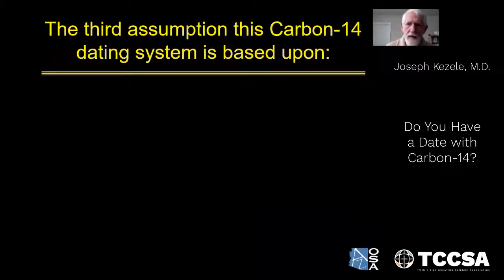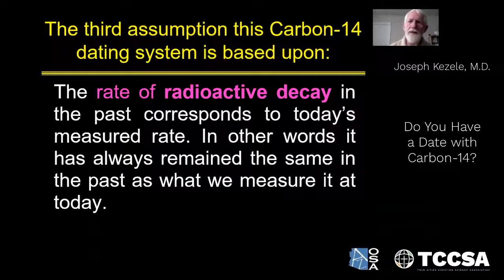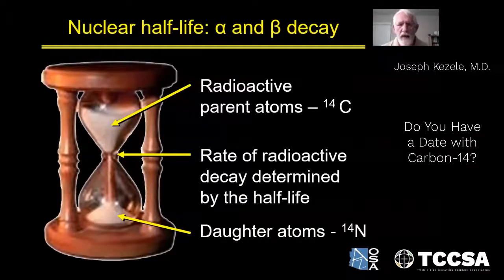The third assumption that this dating system is based upon, the rate of radioactive decay has always been the same, unchanging, as what we measure today. The rate of radioactive decay. So here is a way of picturing this using the hourglass analogy, with the rate being determined by the neck of the hourglass, so that the radioactive parent atoms, in this case carbon-14, go through the decay half every 5,730 years at today's measured rate, and then the daughter atoms being nitrogen-14.